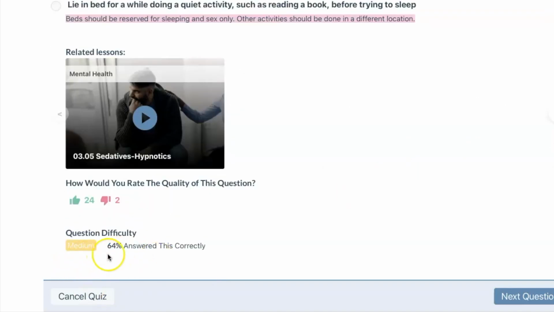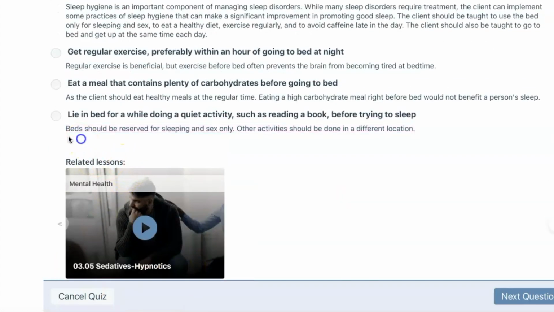This was a medium question. 64% answered this correctly. Beds should be reserved for sleeping and sex only. I just don't want to get flagged by YouTube. Other activities should be done in a different location. And the reason for that is because you want your brain to associate the bed with sleep.